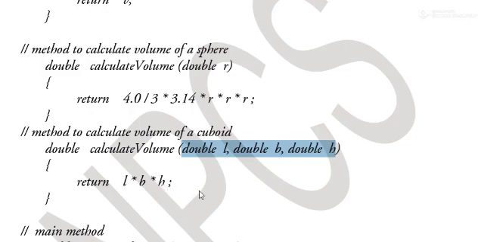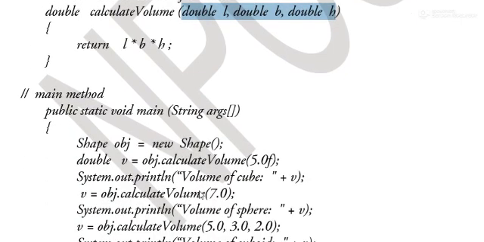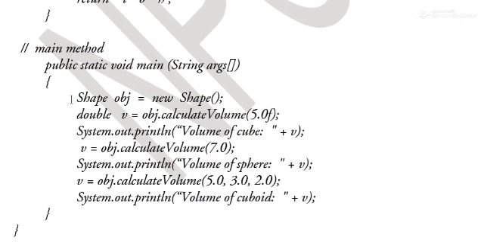When we call these methods in the main method, the compiler automatically decides which method is to be called. Look here, Shape obj equals new Shape. This line creates an object. Now when we call the method, double v equals obj.calculateVolume, and 5.0f is passed, then automatically, since this is a float value, the function that receives the float parameter is called.